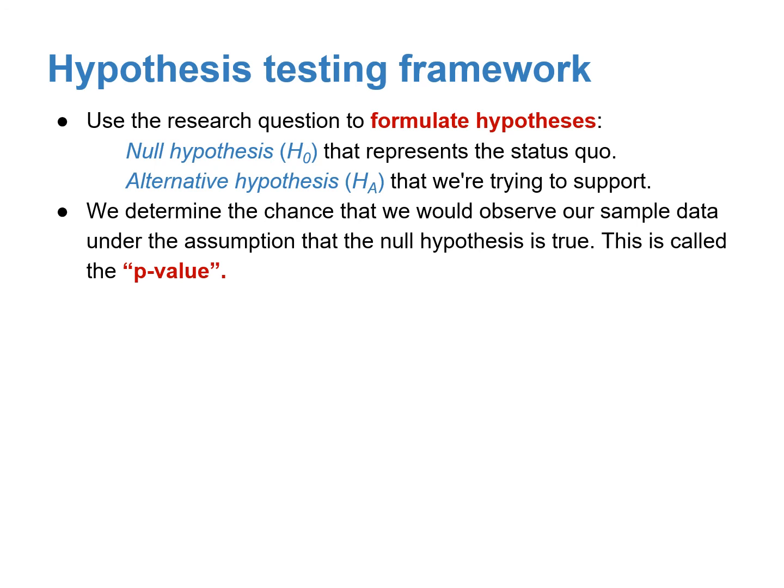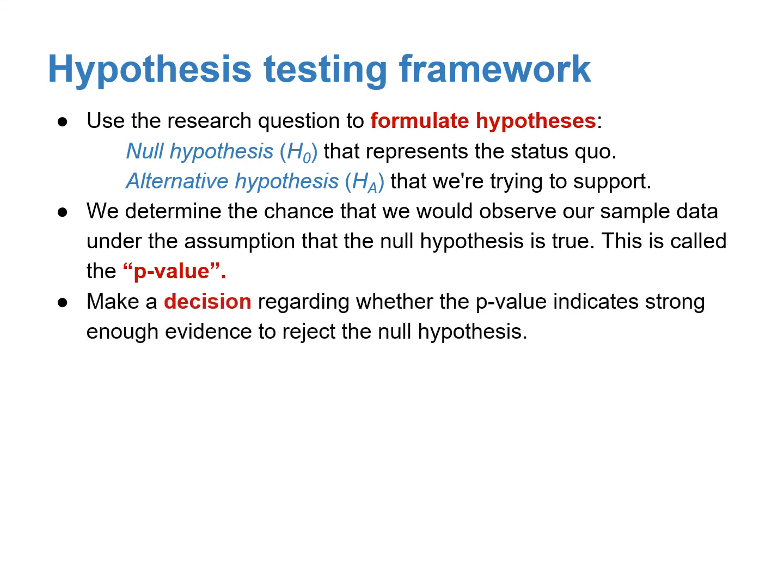After formulating the hypotheses, we determine the chance that we would observe our actual sample data under the assumption that the null hypothesis is true. This is referred to as the p-value for the test. We'll then make a decision regarding whether the p-value indicates strong enough evidence to reject the null hypothesis.